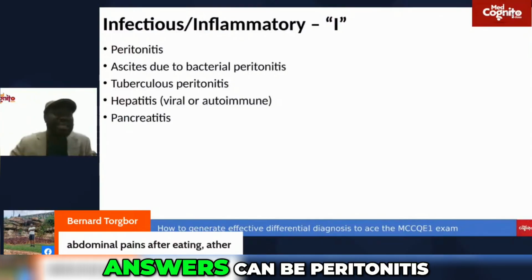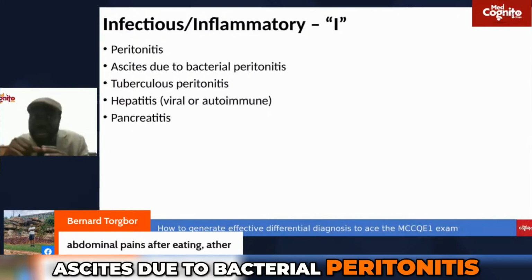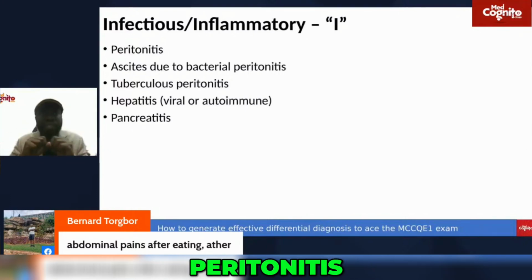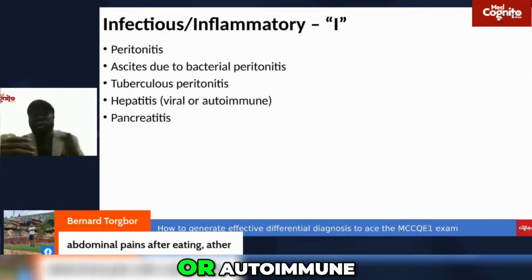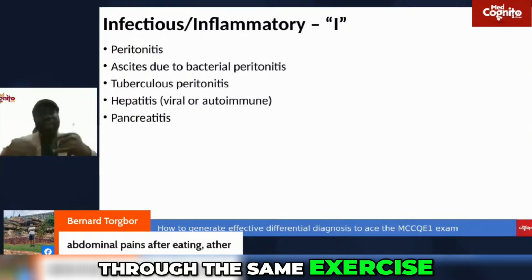Good. Now we are moving from the vascular causes to the infectious causes of abdominal distension. Some of the answers can be peritonitis, ascites due to bacterial peritonitis, tuberculous peritonitis, hepatitis, which can be viral or autoimmune, and chronic pancreatitis. So now let's go to the same exercise.